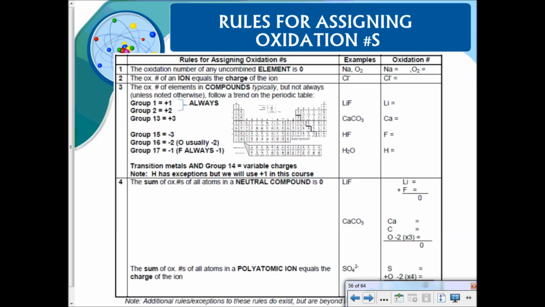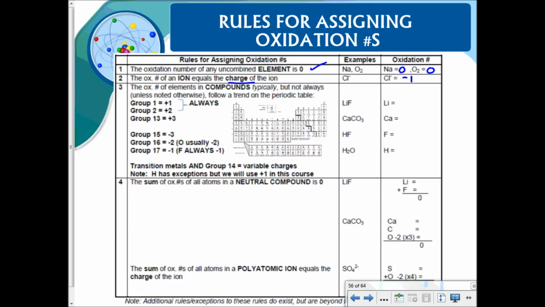So here are the rules, and you need to know these rules so you can assign oxidation numbers. The oxidation number for any uncombined element is 0. The oxidation number of an ion is the charge on the ion. For example, chloride, Cl⁻, has an oxidation number of -1. Looking back up here, sodium is an element, so 0 is its oxidation number. Oxygen is also 0. Even though it's diatomic, it's an element, so it's still 0.